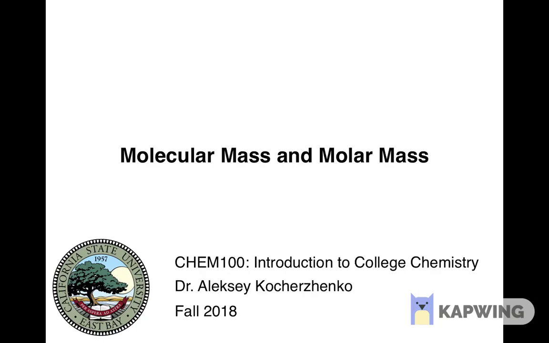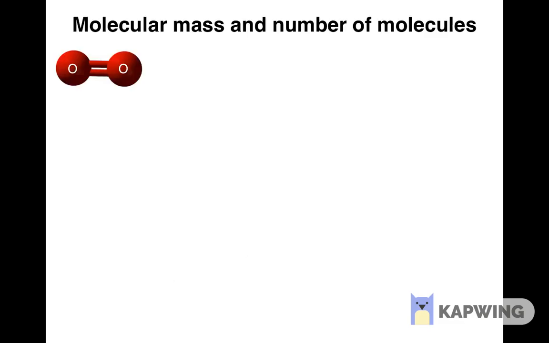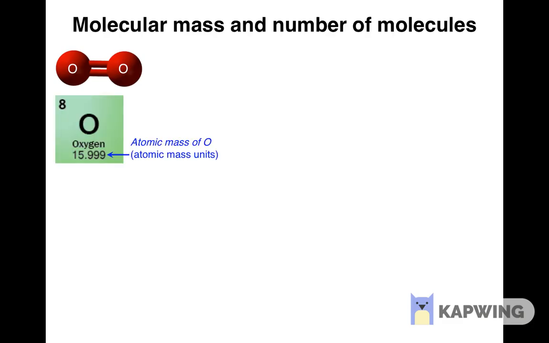Now let's consider molecules, whether homoatomic or heteroatomic. We said in an earlier lecture that, for instance, oxygen gas is made up of diatomic molecules that consist of two oxygen atoms connected by a covalent double bond. Because an oxygen molecule is made of two oxygen atoms, the mass of this molecule is the sum of the masses of the two atoms.